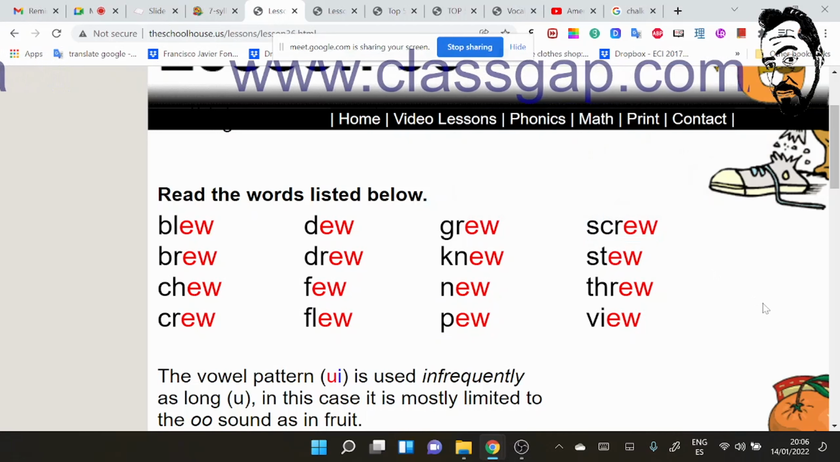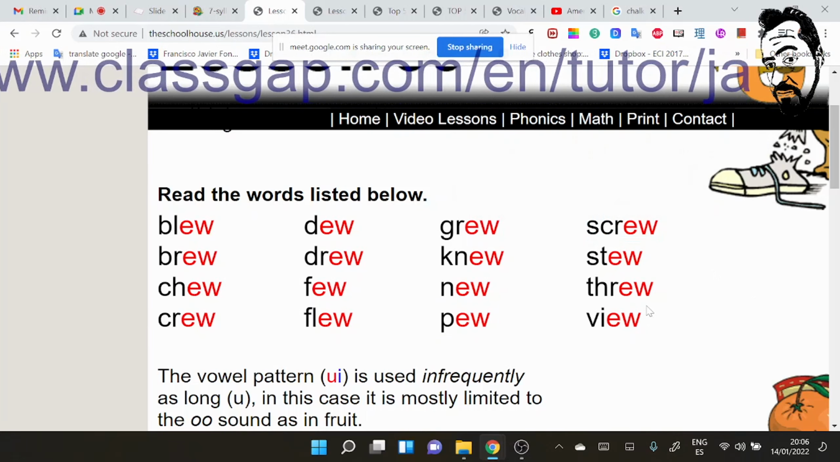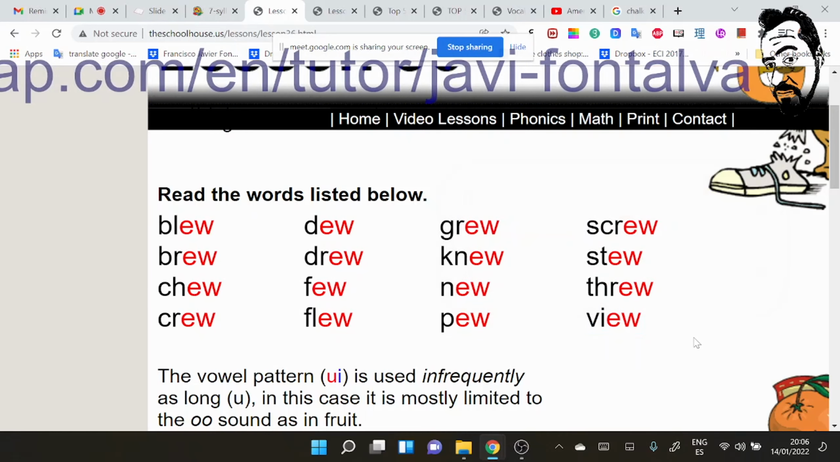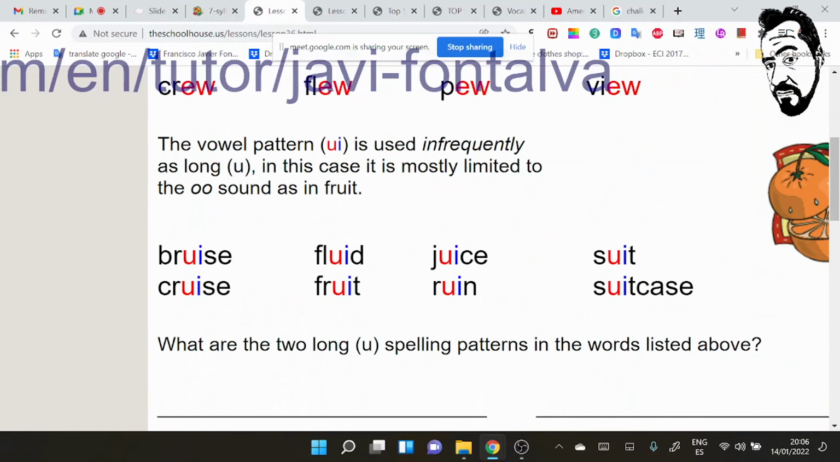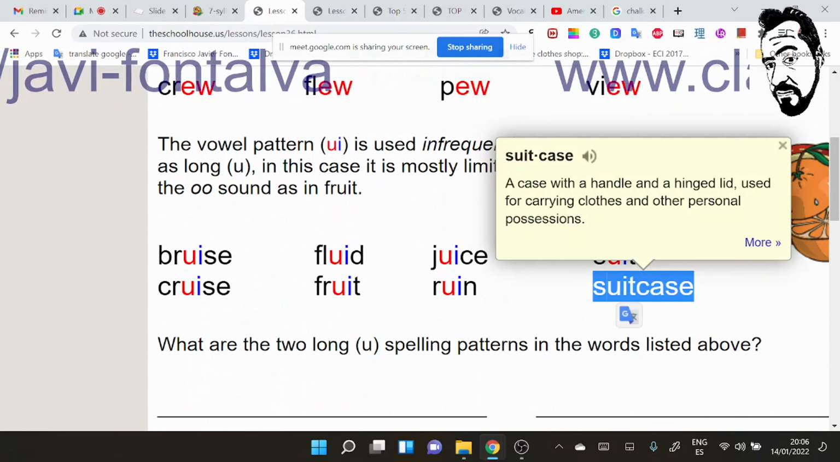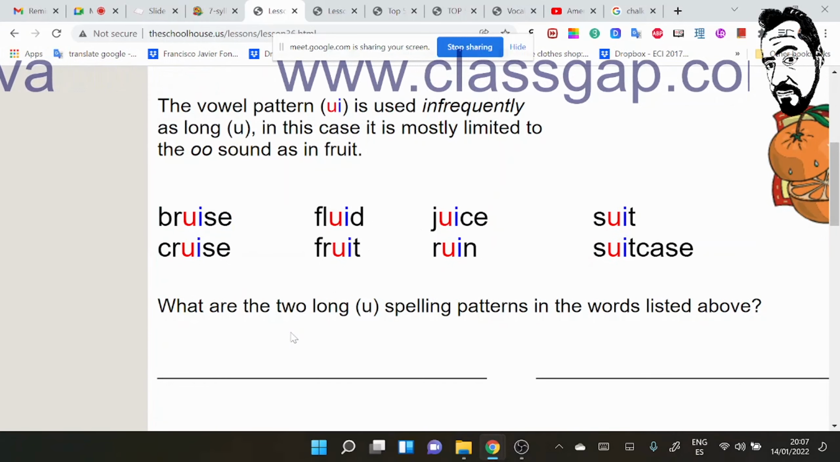This one? Screw. Good. Stew. Threw. View. There you are. Okay, it's the same pronunciation. So we say suit, we say suitcase, bruise, yeah? Suitcase.